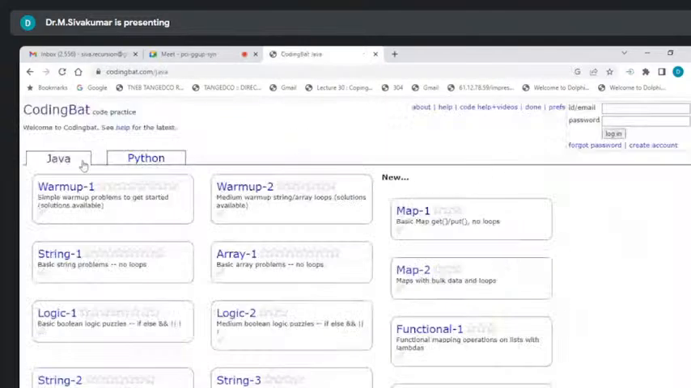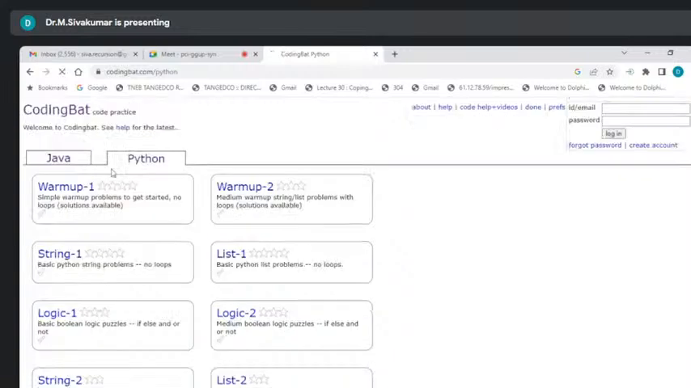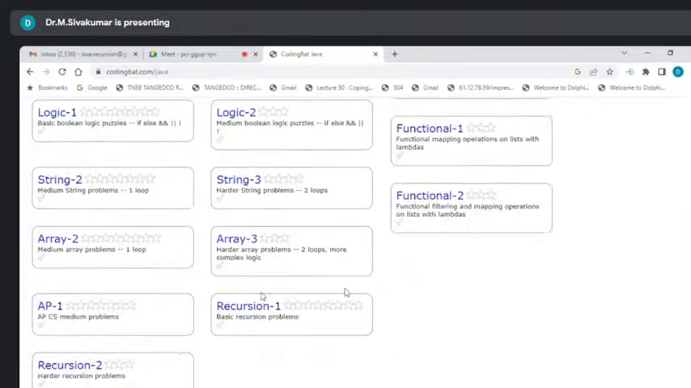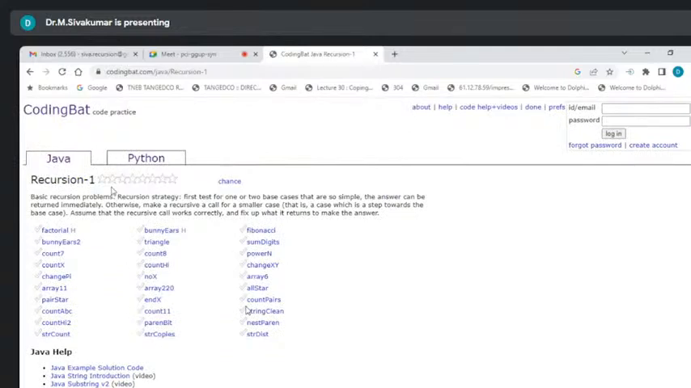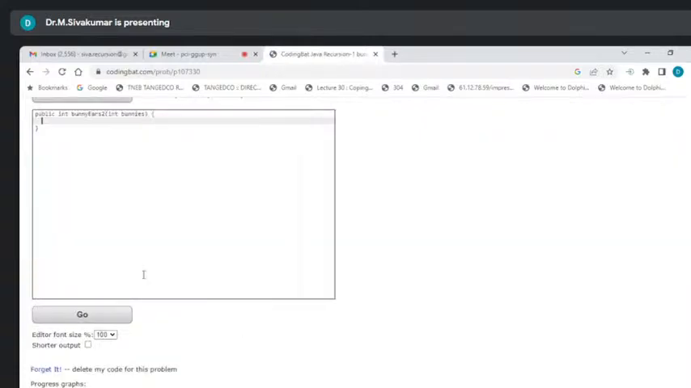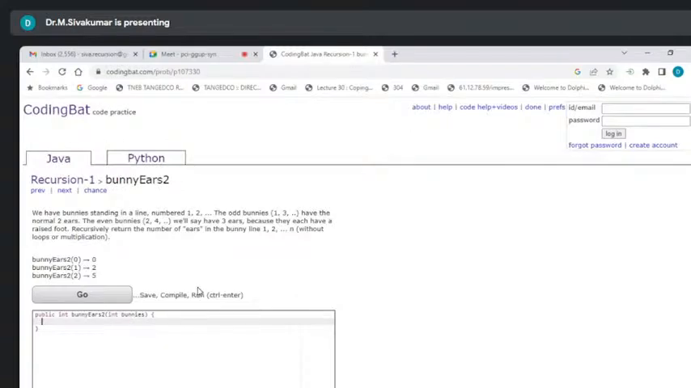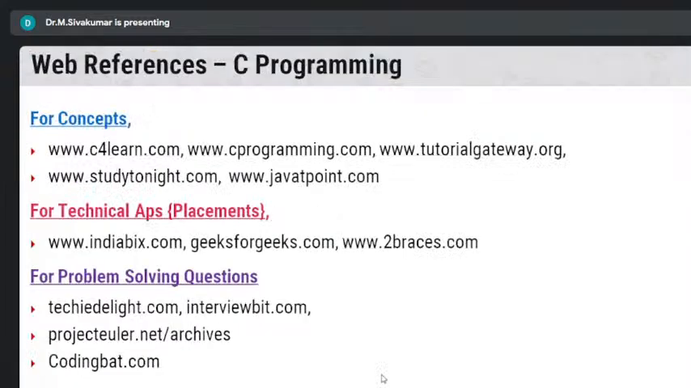in this they have Java and Python. If I want to practice some, likewise in Java also we have. If my topic is recursion, in recursion they have around 25 questions here. You can go with any particular question and practice them here. It is a really good platform to learn and excel in everything. Okay, so CodingBat is also really good for learning and for working for our students.